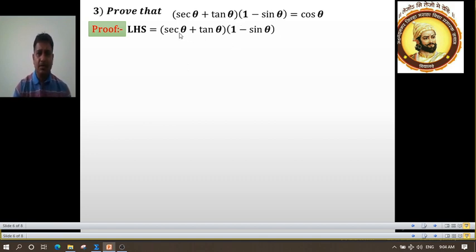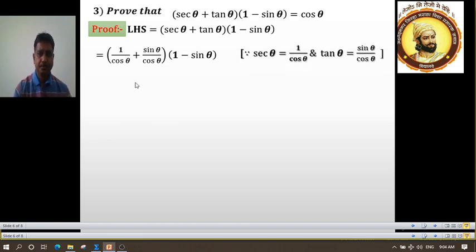Now we know that in terms of sin and cos, sec theta is 1 upon cos theta, and tan theta is sin theta upon cos theta. So write sec theta as 1 upon cos theta and tan theta as sin theta upon cos theta. Now observe in the first bracket, cos theta is the LCM, the denominator is the same. So write the addition of the numerators.